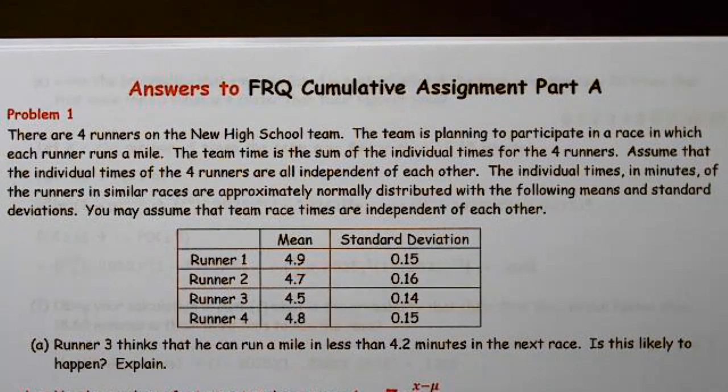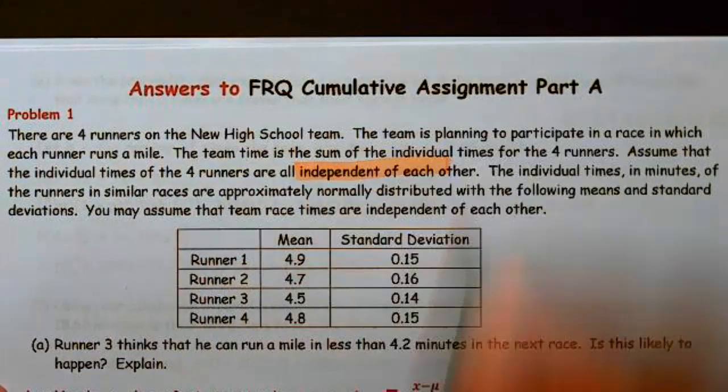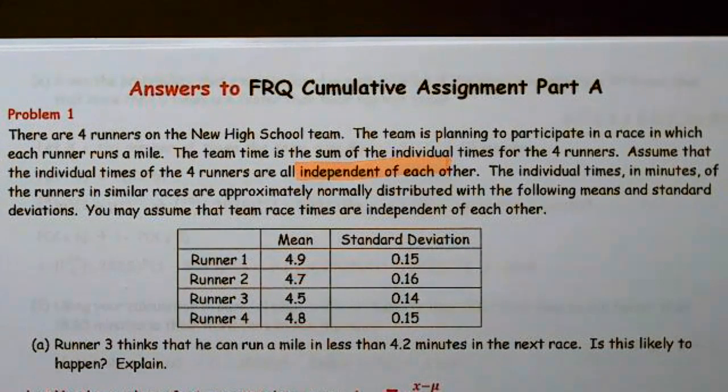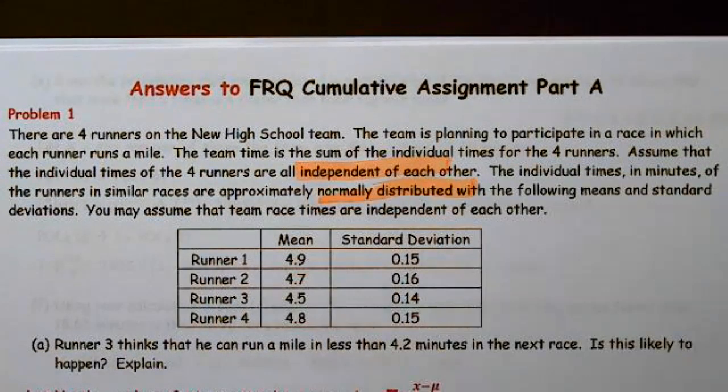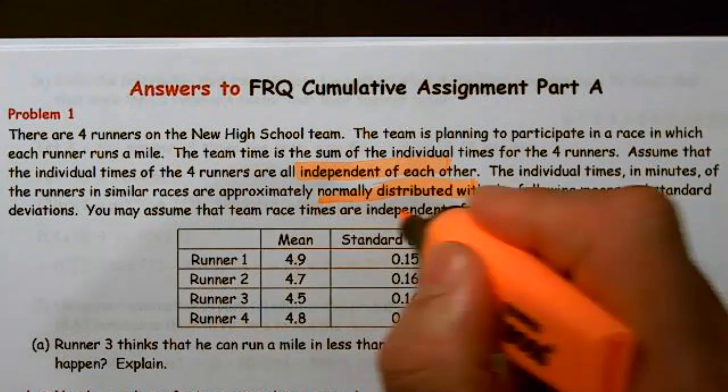The team time is the sum of the individual times for the runners. Assume that the individual times for all runners are independent of each other. This is actually really important. We'll talk about why later, but I do want to make a note of it. The individual times in minutes of the runners in similar races are approximately normally distributed. That's a key word. With the following means and standard deviations. You may assume that team race times are independent of each other as well.